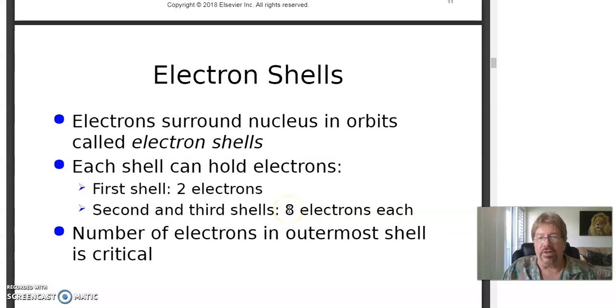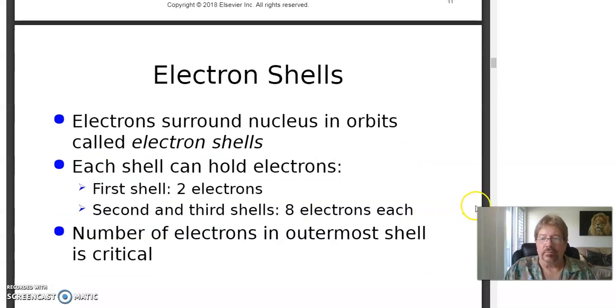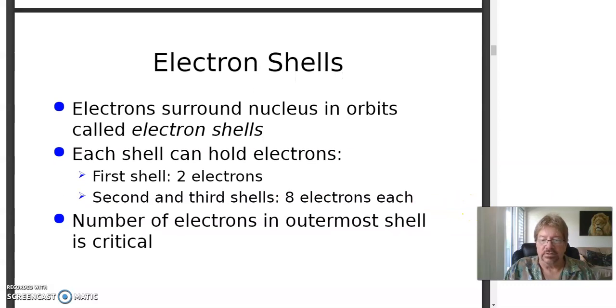The number of electrons in the outermost shell, which is also known as the valence shell with a V, valence, is of extreme importance, guys, because it determines how chemically reactive a substance is. So the number of electrons in the outermost shell is of extreme importance.